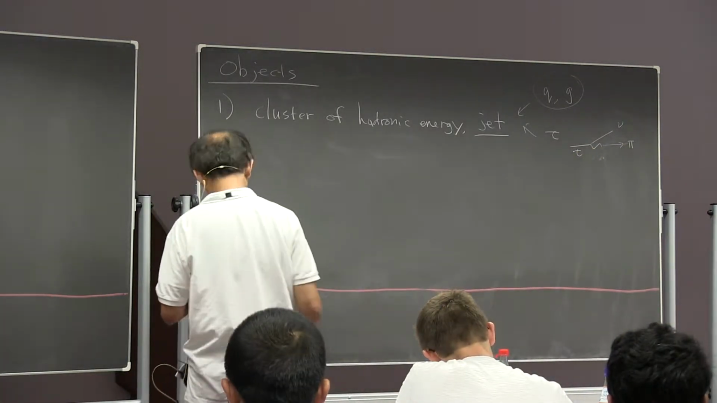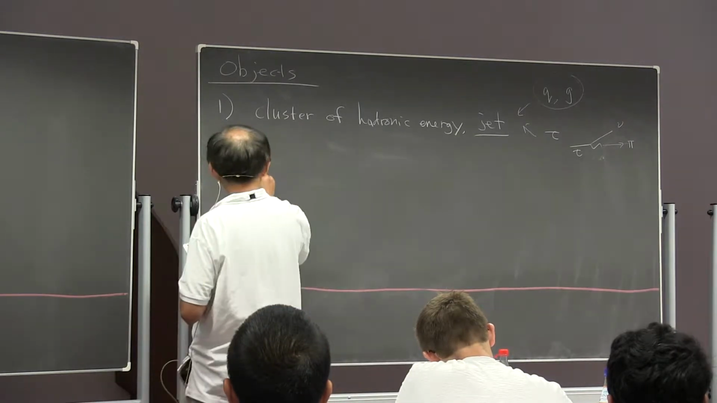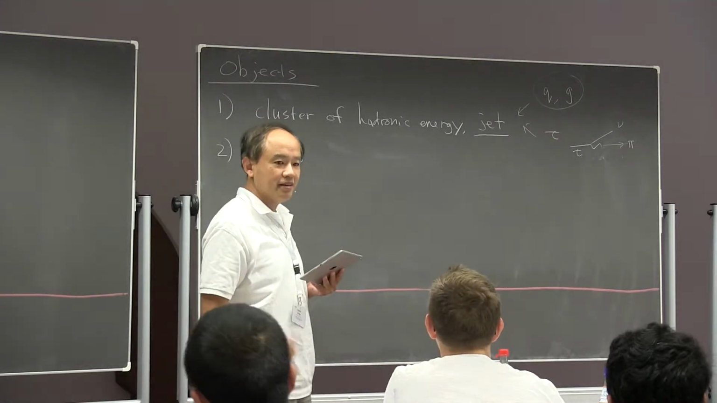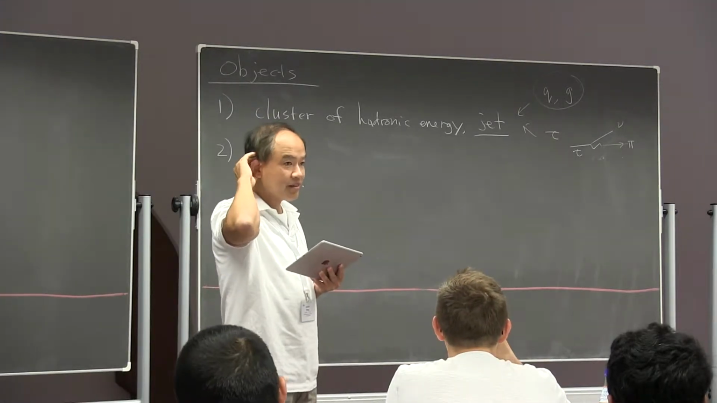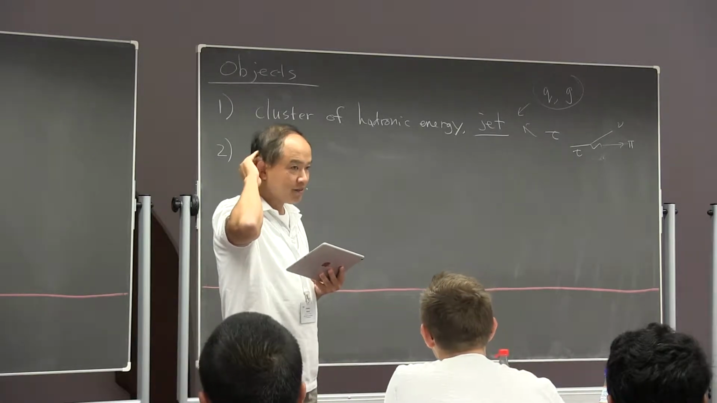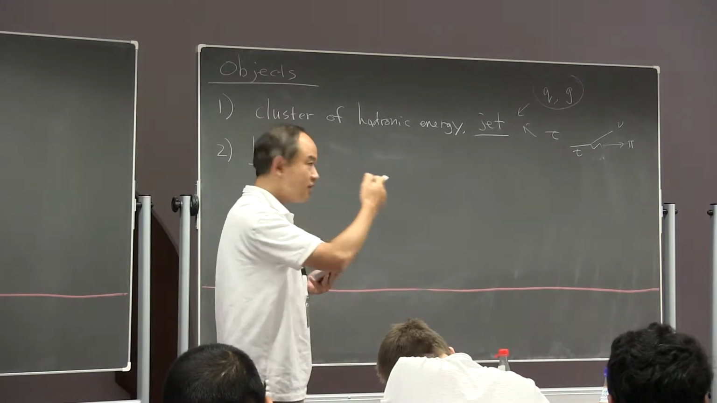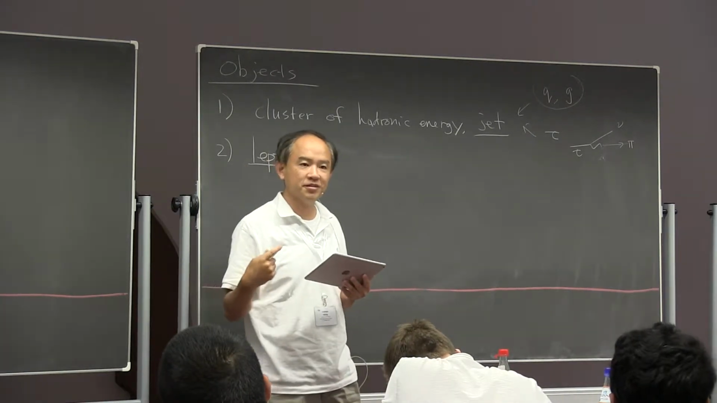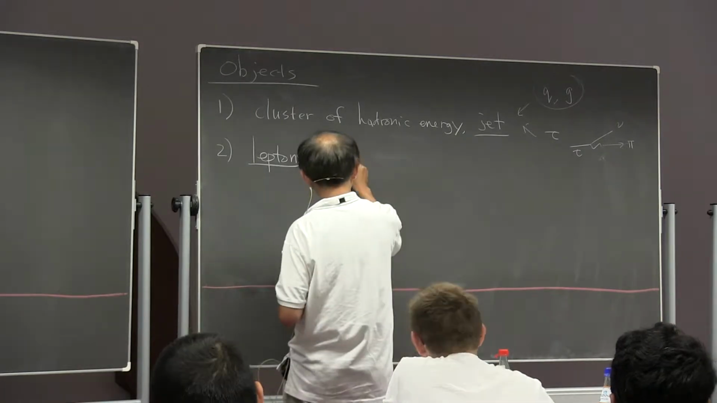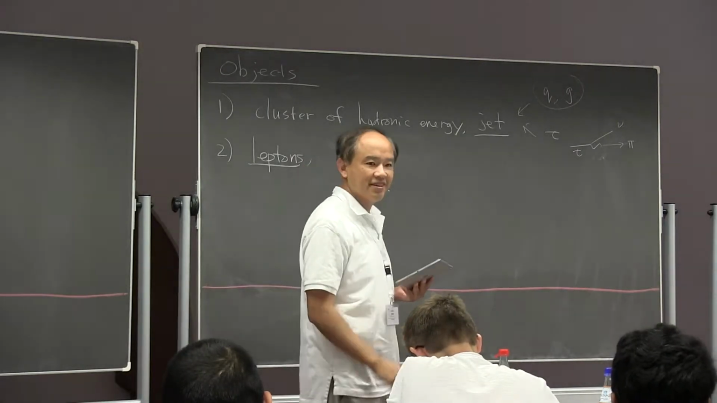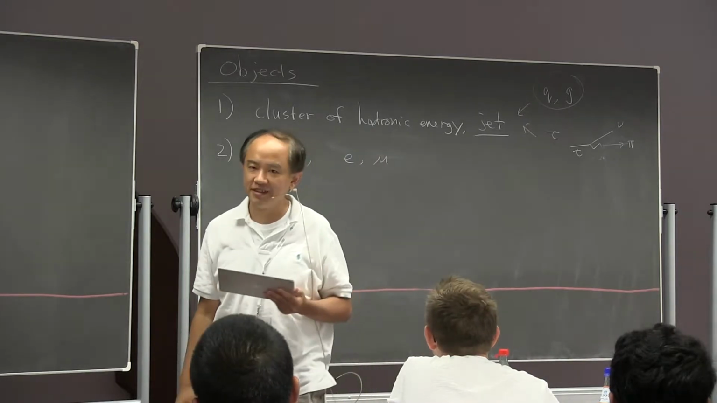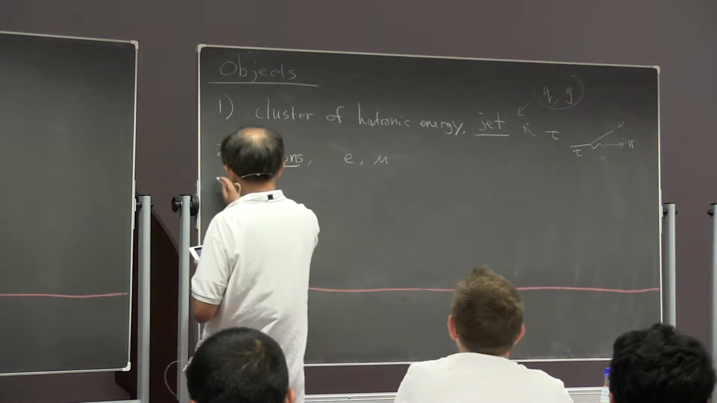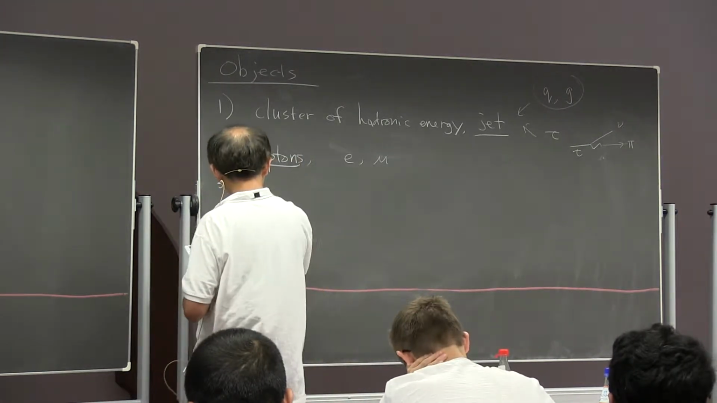The second type of objects are called the leptons. We are using the terminology of experimentalists. For us, for theorists, leptons means e, mu, tau and neutrinos. For them, leptons only means e and mu. When they say you have leptons, they mean e and mu. These are charged light leptons. Third, photon.